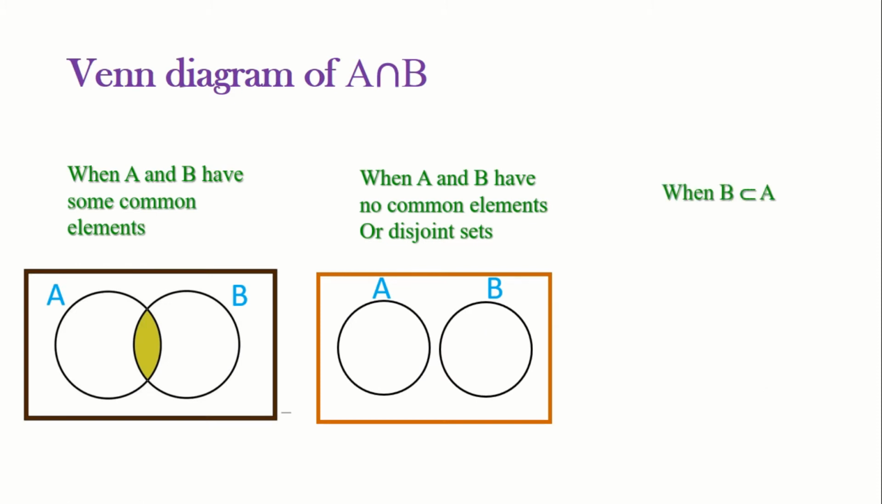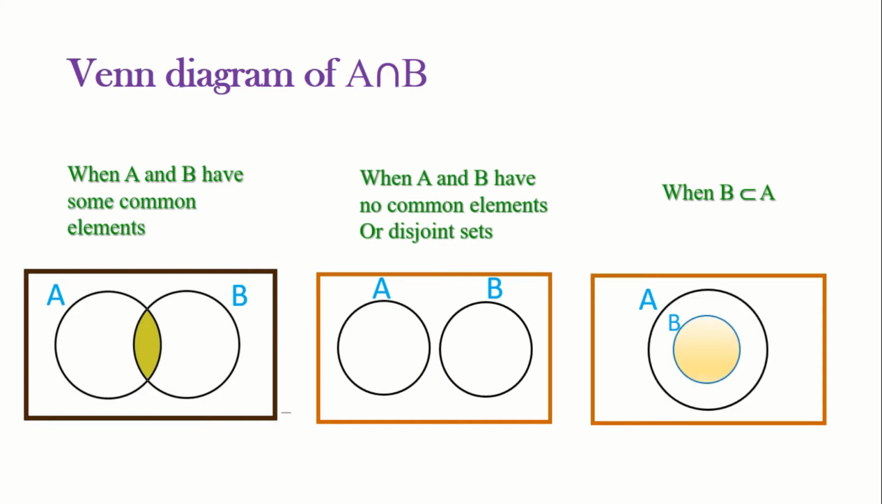When B is a subset of A, the Venn diagram of A intersection B is given in this figure. Here, this yellow shaded portion represents the set A intersection B. That is, if B is a subset of A, then A intersection B is the set B, which is one of the properties of intersection of two sets.